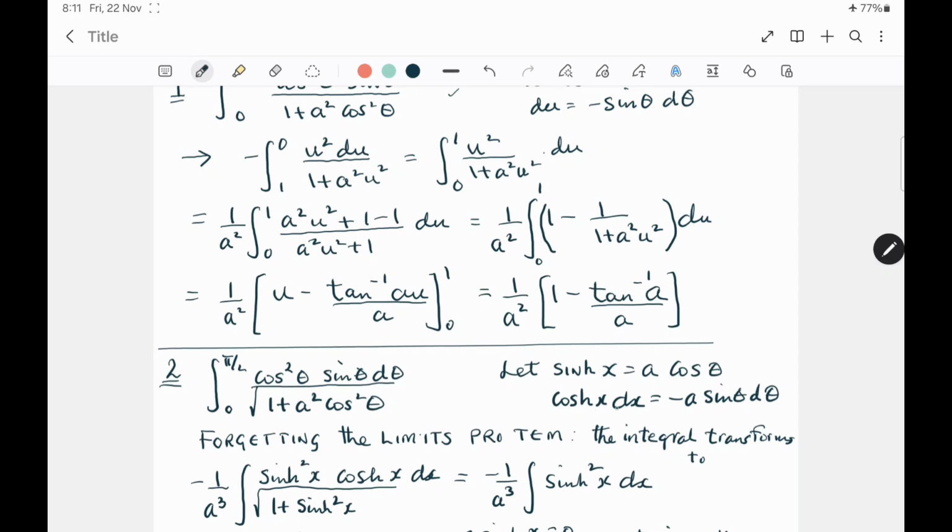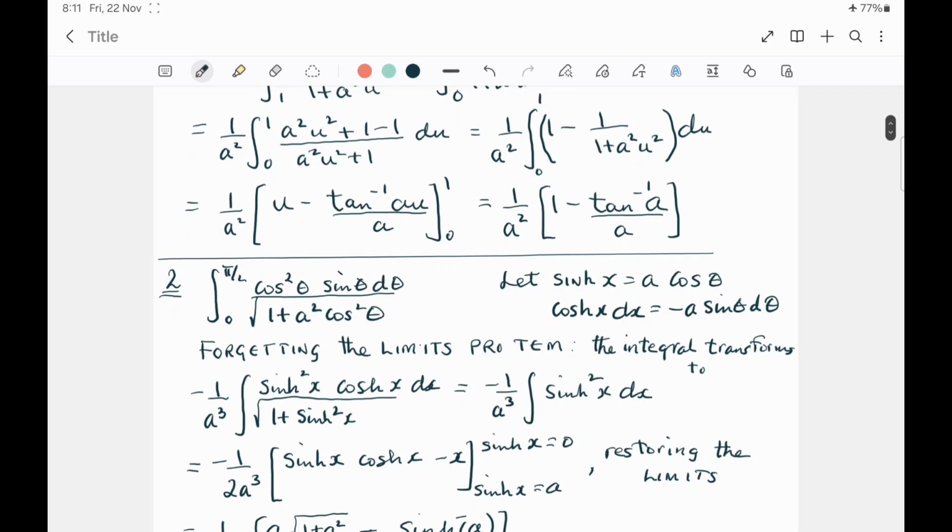And so cos x dx is minus a sine theta d theta. And forgetting the limits pro tem, the integral transforms to minus 1 over a cubed, integral sinh squared x cos x dx over the square root of 1 plus sinh squared x. As 1 plus sinh squared x is cos squared x, the bottom becomes cos x, which cancels with the cos x at the top, and we're left with minus 1 over a cubed, integral sinh squared x dx.